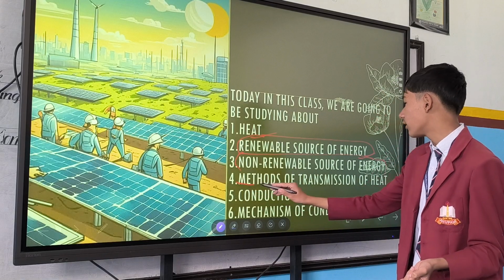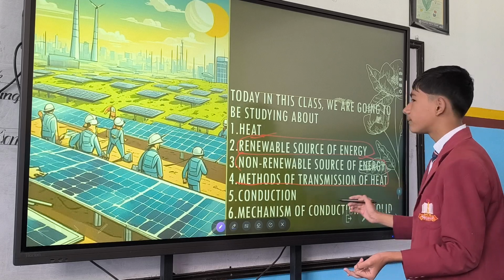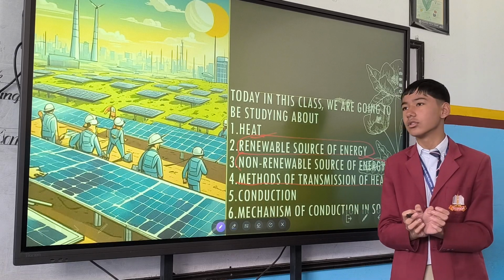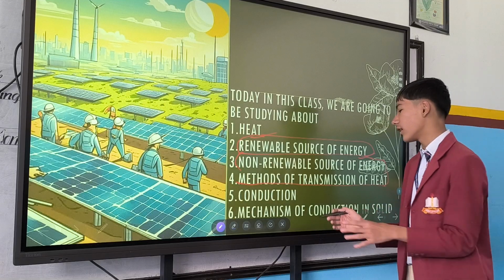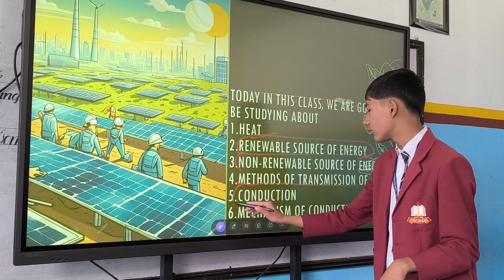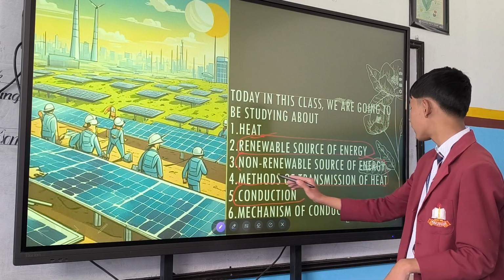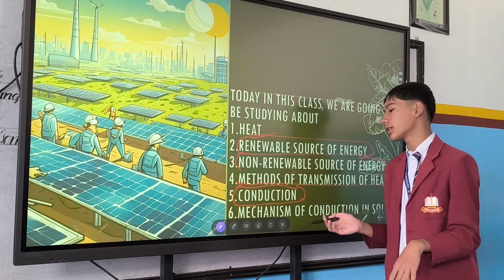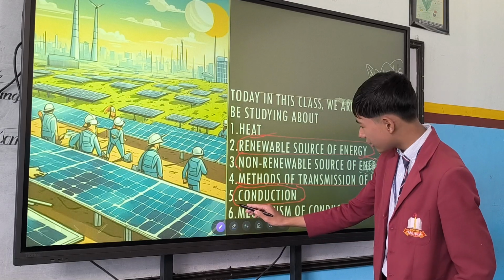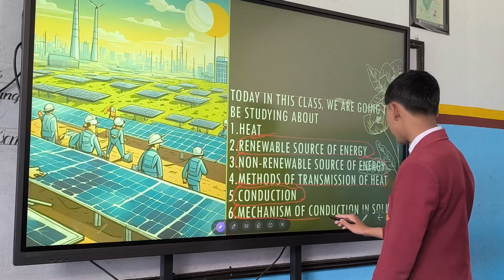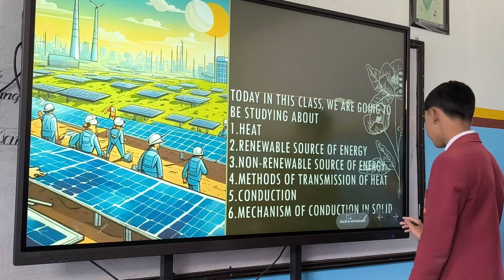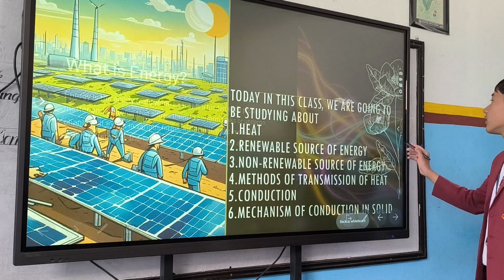Another is methods of transmission of heat. Heat is transferred from one molecule to another. How is it transmitted? We are going to study about it. One of the methods of transmission of heat is conduction. We are also going to be studying about it in this class. And the last, but not the least, is mechanism of conduction in solid. We are going to study about it today. So let me begin the lesson now.